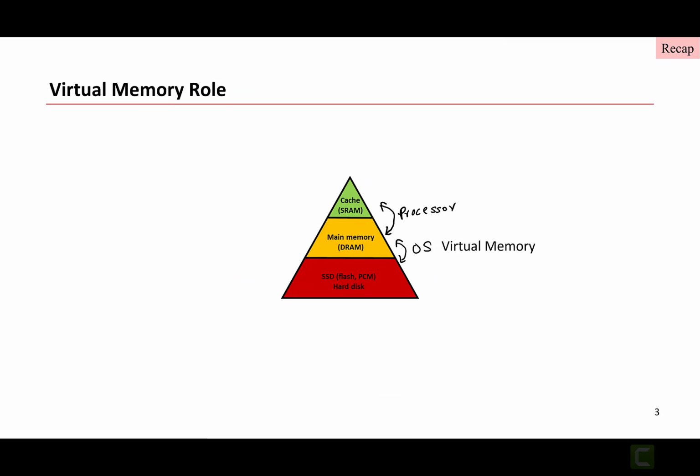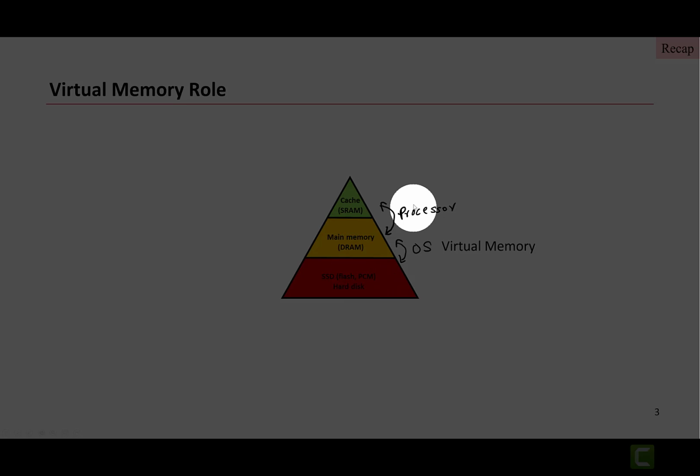Okay, what's virtual memory? So I'm going to recap a few important concepts from the previous lecture. Before we got into virtual memory, we talked about caches. Caches, unlike virtual memory, are completely controlled by the processor, meaning the decision to evict a cache block and when to replace it with a new cache block, all of those are made by the processor.